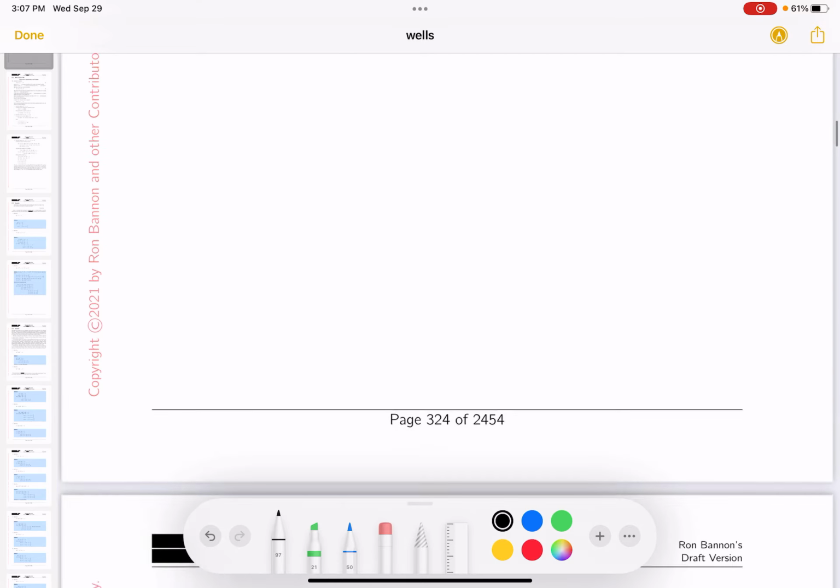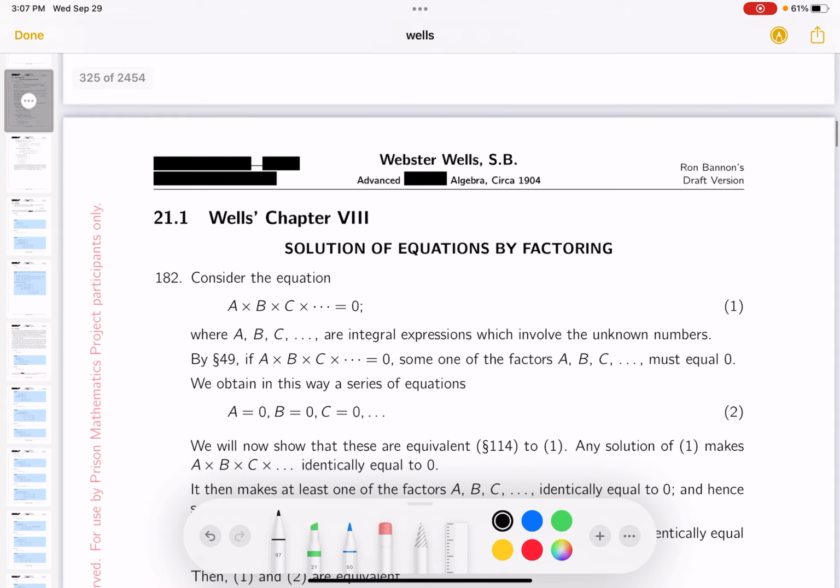Like each section, something's being introduced. What's being introduced over here? Well, it says solving equations by factoring. Certainly Wells presents the material in a very reasonable way. I'm not saying otherwise. But I'll be honest with you, a modern teacher probably wouldn't present it this way. And really what he's presenting is what's called the zero product rule.